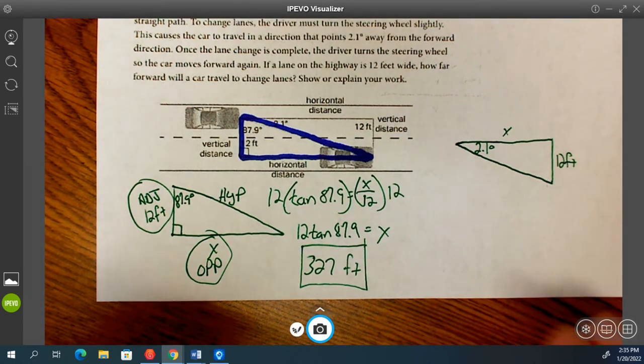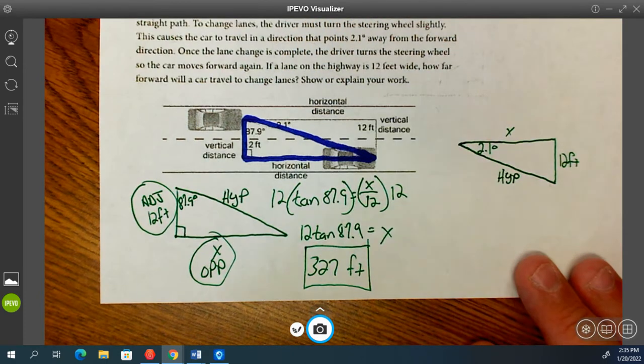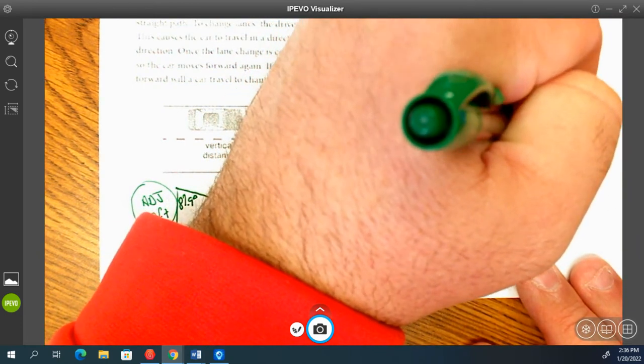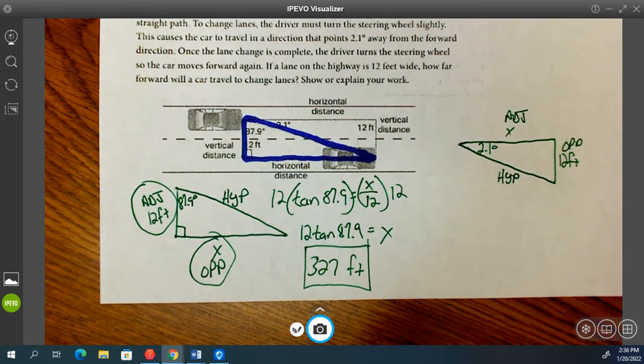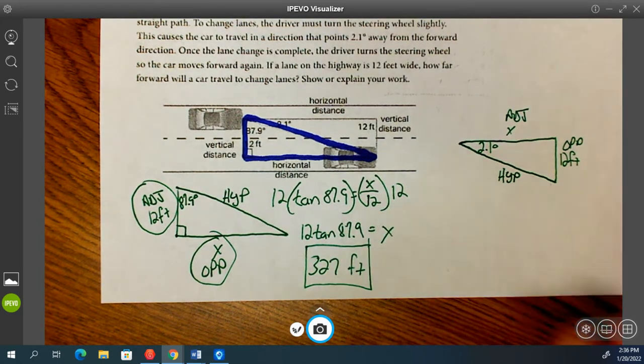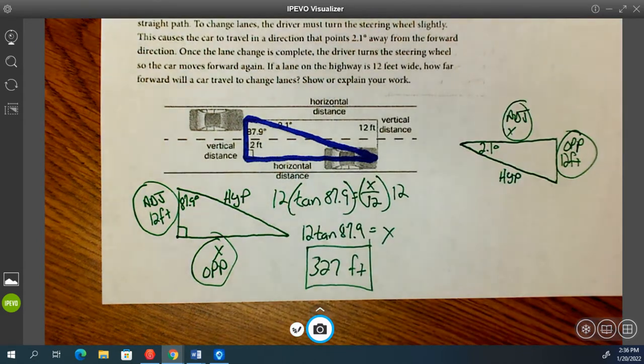Now, I'm going to take the same approach. I'm identifying the sides. This is the hypotenuse. And you don't have to write this down. I'm just showing you how you would have done the other one, because some of you would have selected this triangle. Did the function change? No. I'm still using the tangent function.